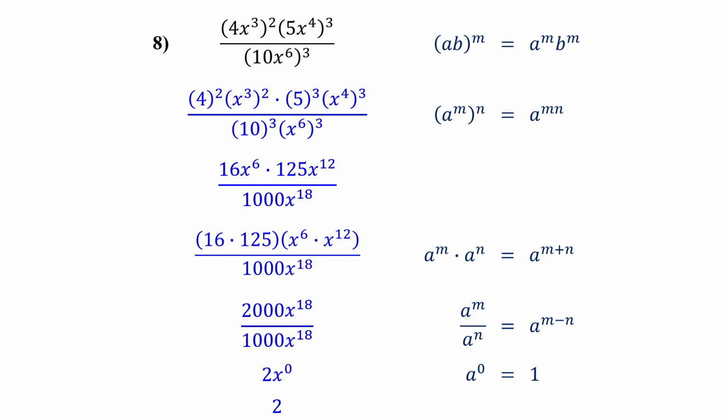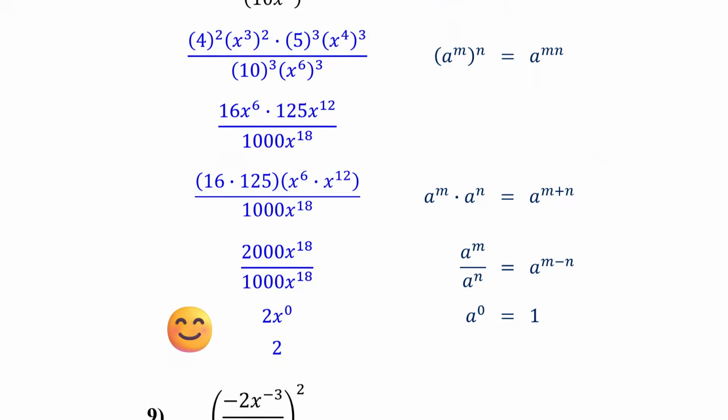After all that work, just a simple 2. That's the power of exponent rules. They turn complicated expressions into something simple. Awesome. Let's move on to our next example.